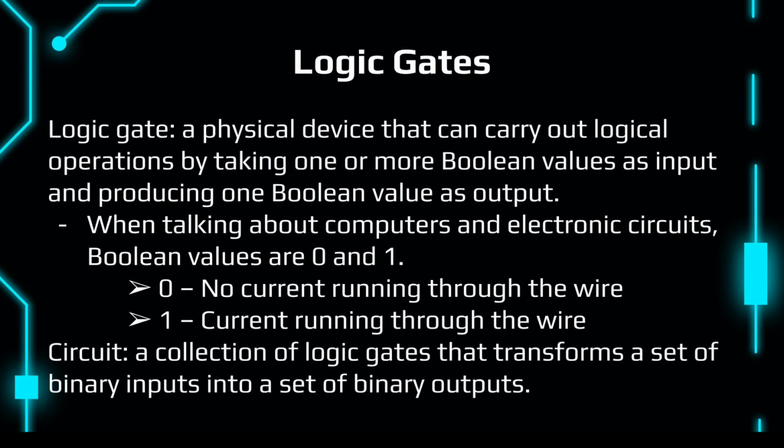Logic gates. A logic gate is a physical device that can carry out logical operations by taking 1 or more Boolean values as input and producing 1 Boolean value as output. When talking about computers and electronic circuits, Boolean values are 0 and 1, which are binary. 0 symbolizes no current running through the wire, and 1 means that there is electricity running through the wire. A circuit is a collection of logic gates that transforms a set of binary inputs into a set of binary outputs.